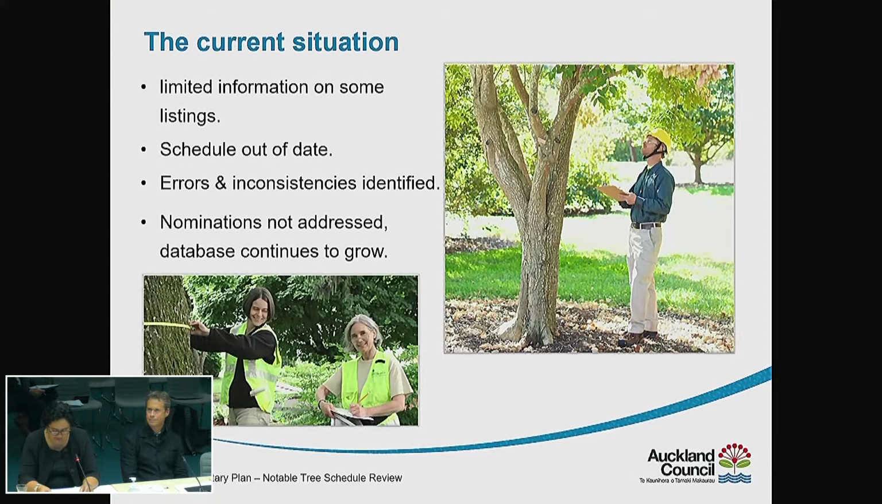Nominations received through the PAUP process and further unsolicited nominations received over the last 4 years have not been addressed. There is an expectation from the community that these will be addressed. The ability still exists to nominate trees for scheduling, and this database will continue to grow and become a larger task to address in the future.